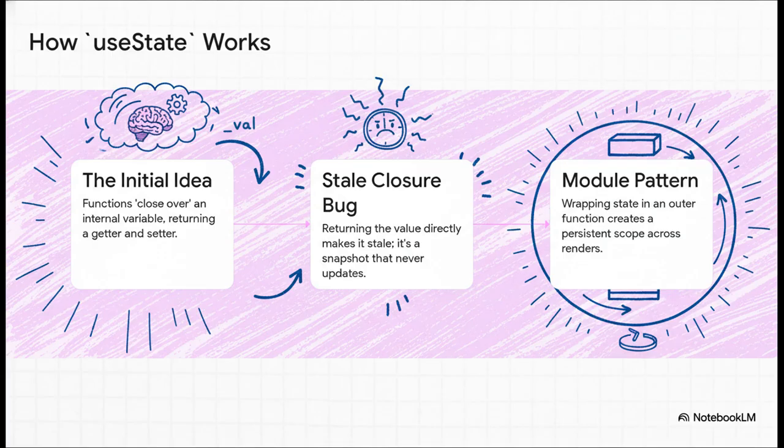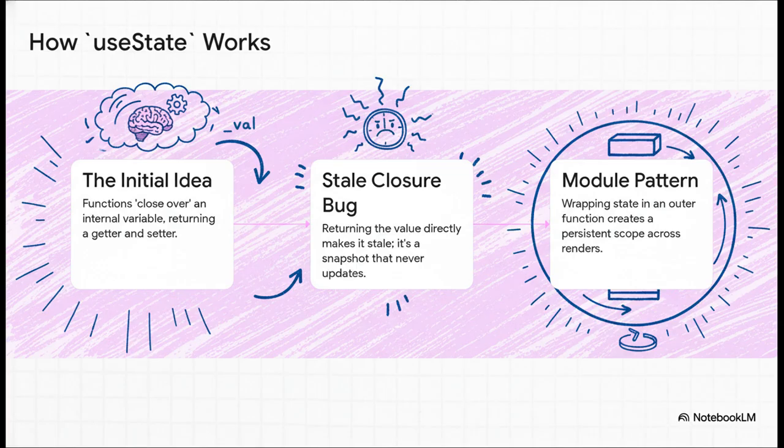Our first attempt over on the left looks reasonable. We've got an internal variable, _val, and we return a couple of functions to get and set it. This works because both of those functions form a closure. They both remember that _val. But, and this is the gotcha in the middle, the real useState returns the value directly. If we try that, we hit our bug. The value we get back is a snapshot, a photograph from the first render that never changes. So, the solution is the module pattern on the right.